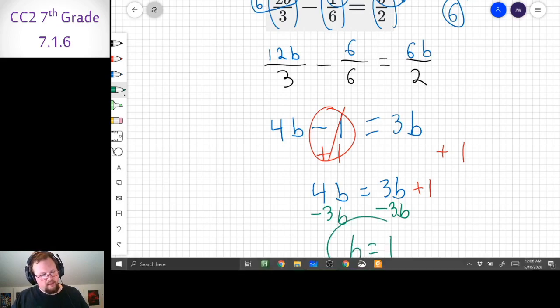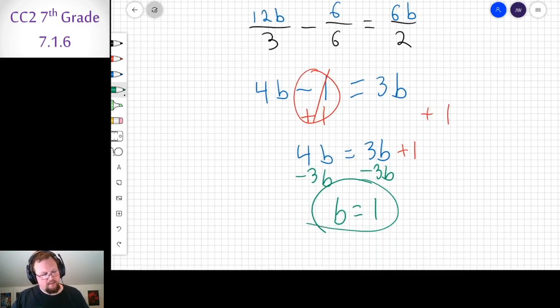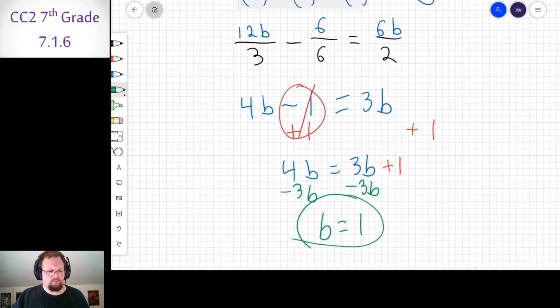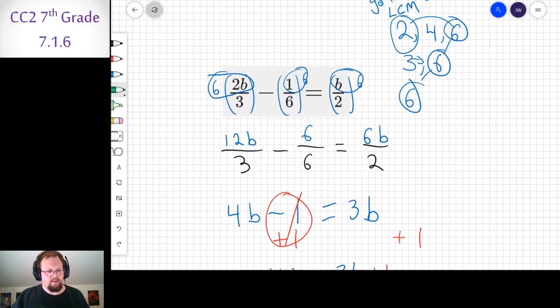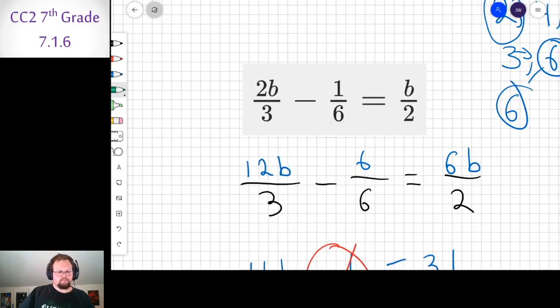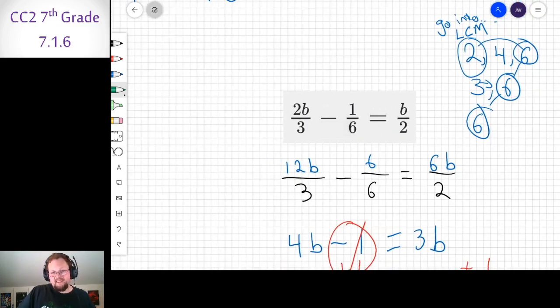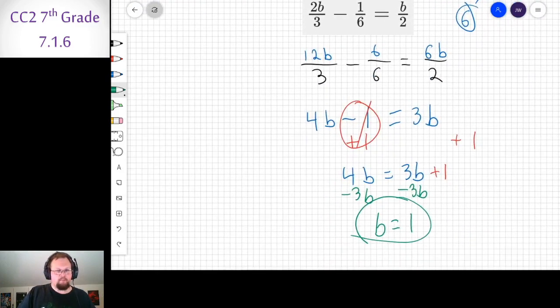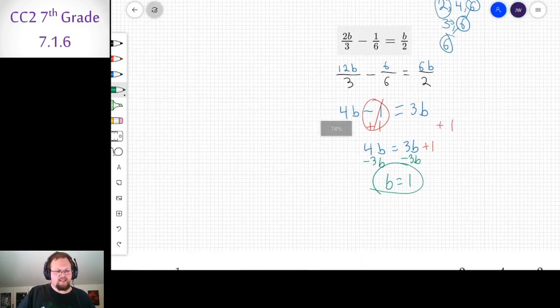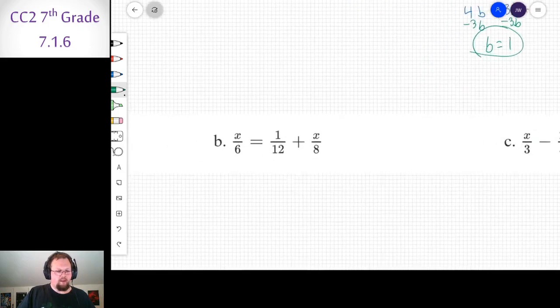Now, this b equals 1 is a lot easier to have as an answer than this mess of a problem that we started with. And that's basically fraction busters for you. It's a really easy process that can save you a whole lot of headache.